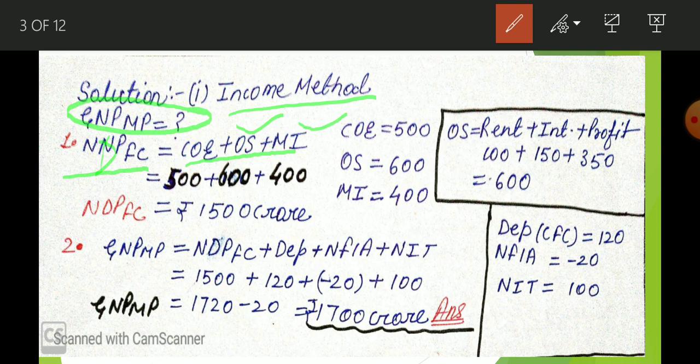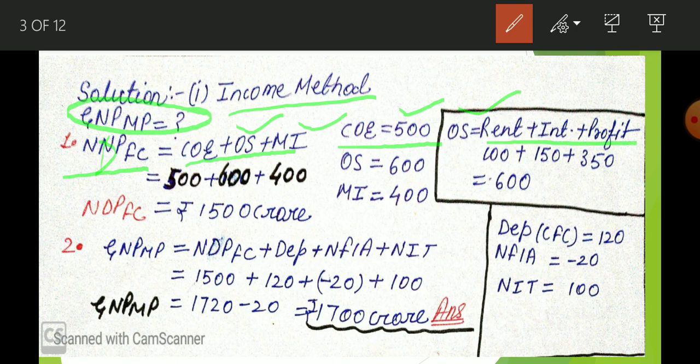Okay, so in the question the value of compensation of employees is given 500. The value of operating surplus is not given directly, so we have to calculate the value of operating surplus. How will we calculate it? By adding rent, interest and profit.